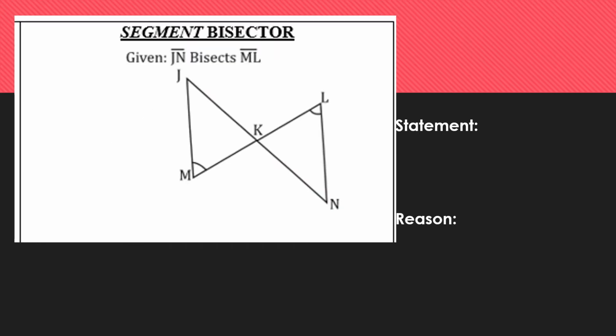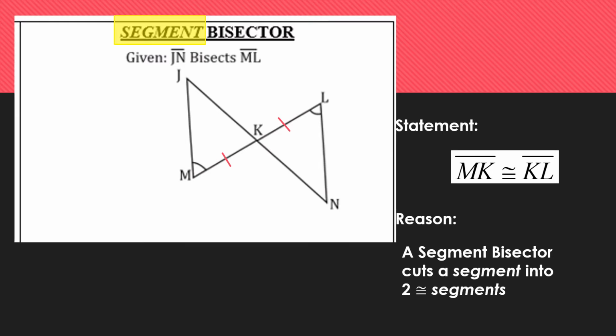If we are told that segment JN bisects segment ML, be careful, you've got to pay attention to which one's being cut in half. ML is the one being bisected, so we're going to want to make sure that we put MK and KL congruent. Notice I highlighted segment. If I have a segment that's being cut in half, I should be given two equal segments. So again, a segment bisector cuts a segment into two congruent segments.